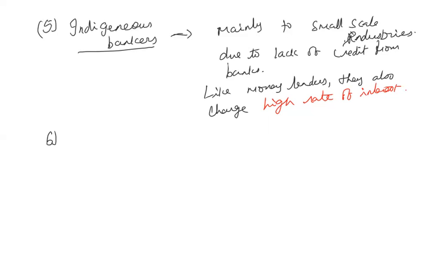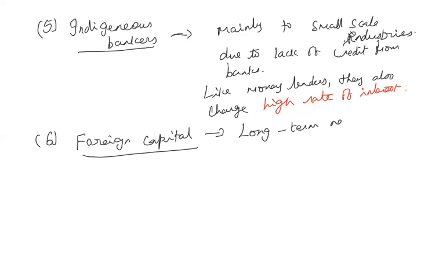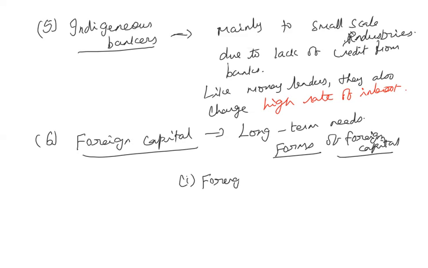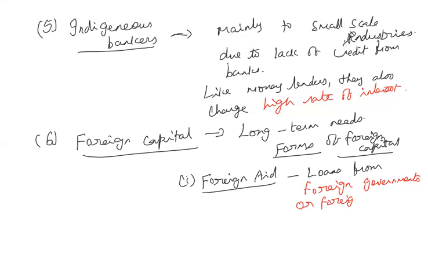And the next is foreign capital. So the foreign capital can take many forms. This is again for long-term needs. There are several forms of foreign capital. First, it can be in the form of foreign aid. With foreign aid, the country can get loans from foreign governments or foreign institutions like World Bank, IMF, etc.